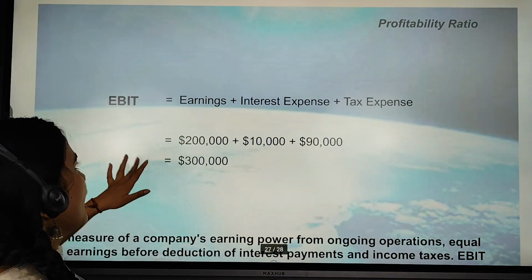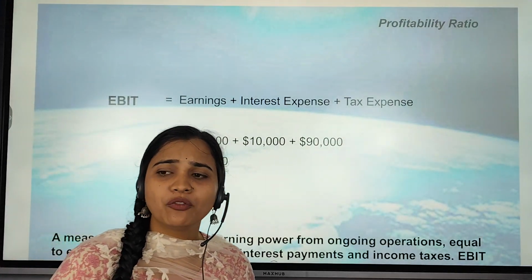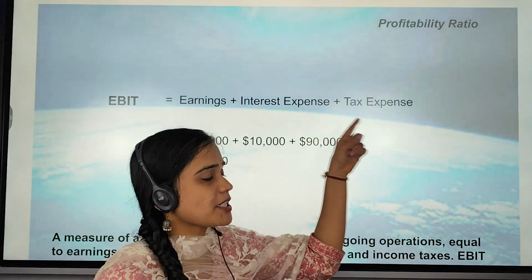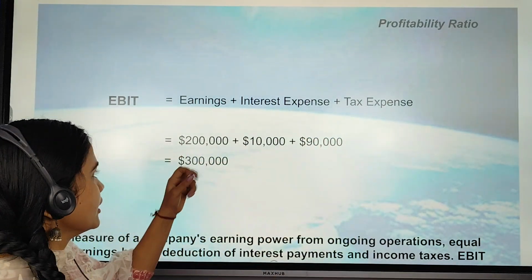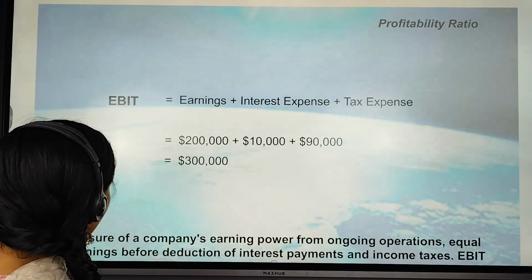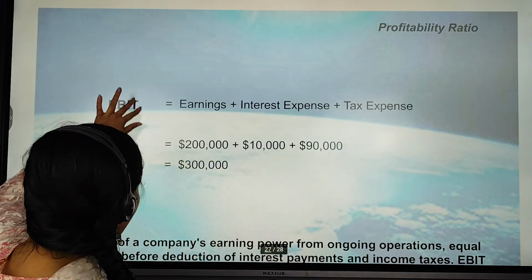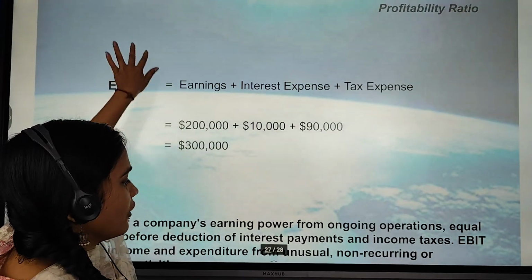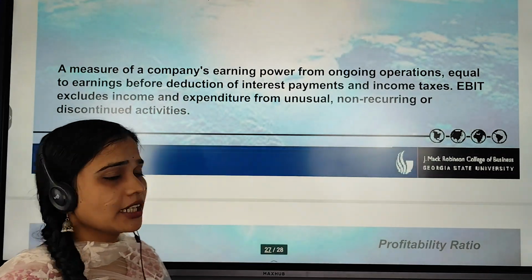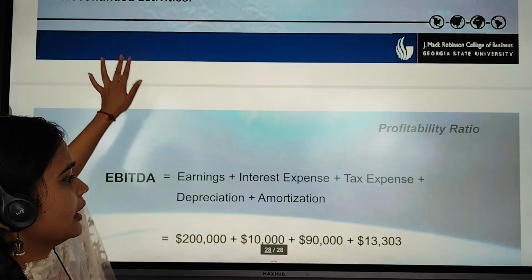Here EBIT's full form is earnings before interest and taxes. The formula for calculating earnings before interest and taxes is earnings plus interest expense plus tax expense. Here 2 lakh plus 10,000 plus 90,000, that is 3 lakh. It is a measure of a company's earning power from ongoing operations, equal to earnings before deduction of interest payments and taxes. EBIT excludes income and expenditure from unusual, non-recurring or discontinued activity.